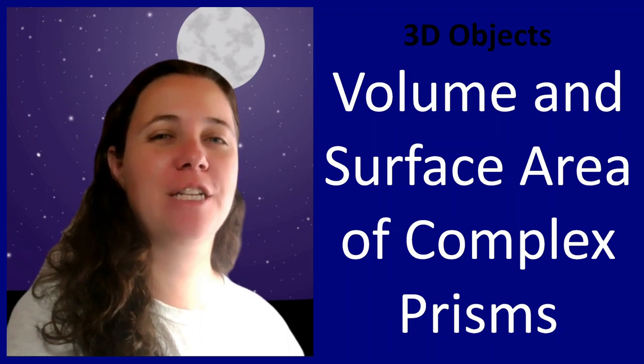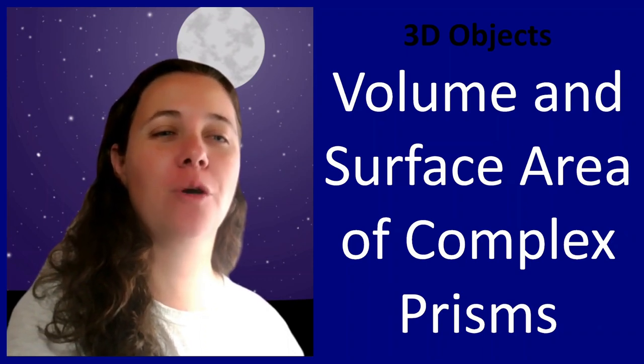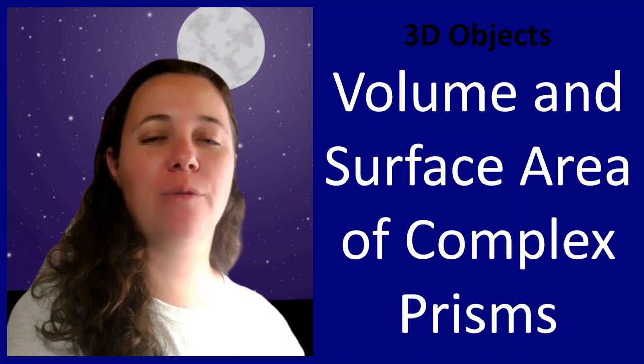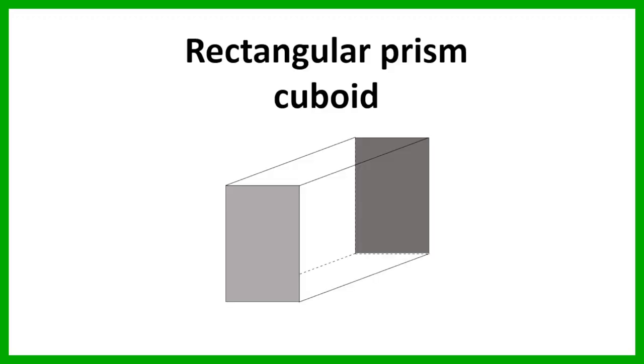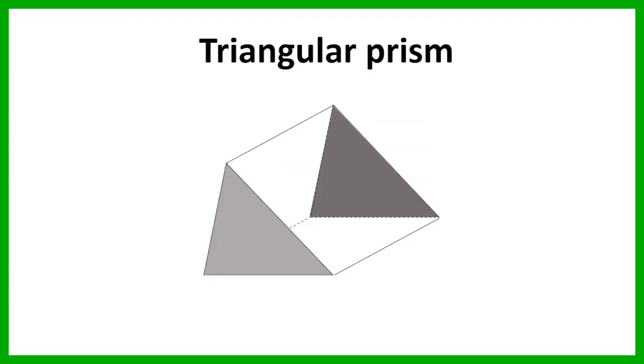Today we're going to be learning about how to find the volume and surface area of complex prisms. I just want to quickly remind you about what we learned in the last lesson about prisms. Remember, prisms are 3D objects that have the same face on both ends of the object. So here are a couple of prisms that we learned about in the last lesson. We've got the rectangular prism or the cuboid, we've got the cube, and we've got the triangular prism.